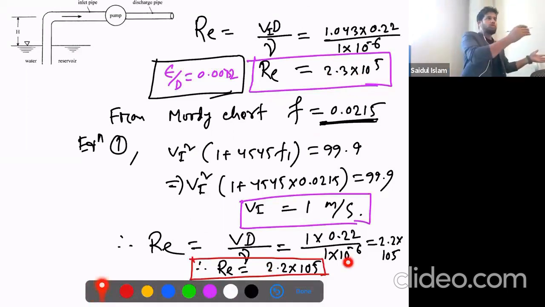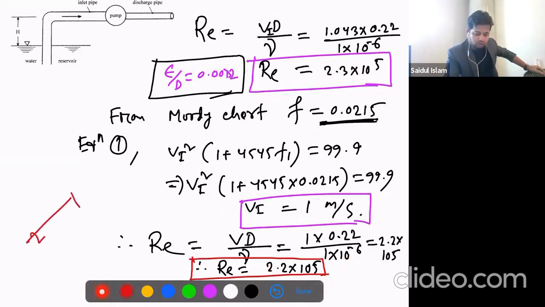So we already know that difference, it was like 2 to 4, and it's only 2.3, 2.2. So that's a very small difference compared to that whole scale of how this Moody chart is developed.